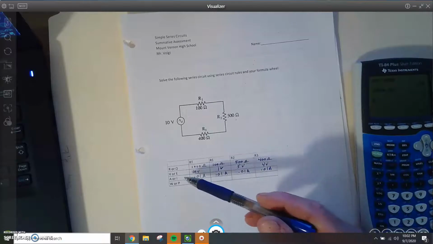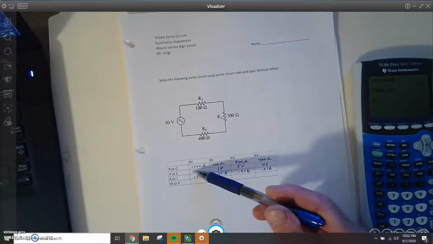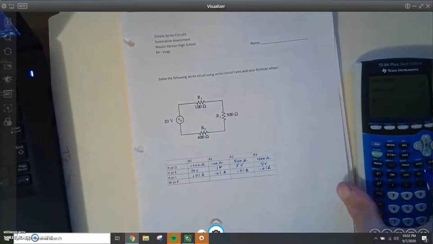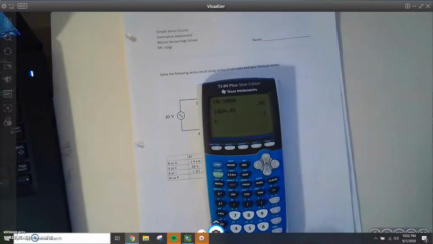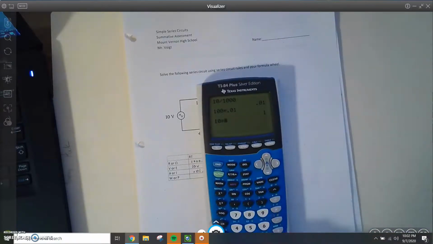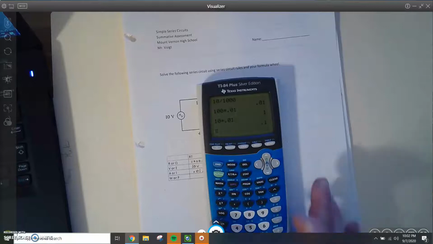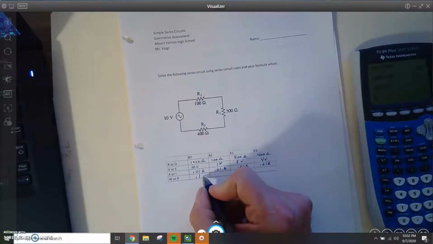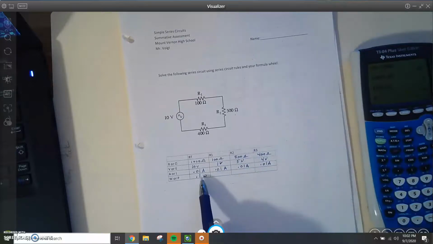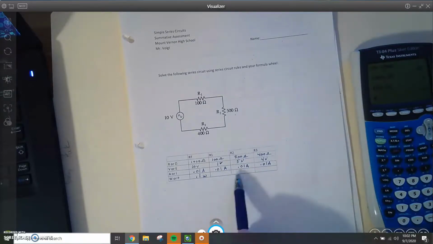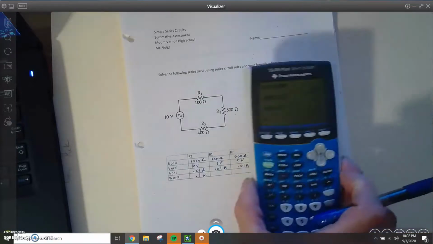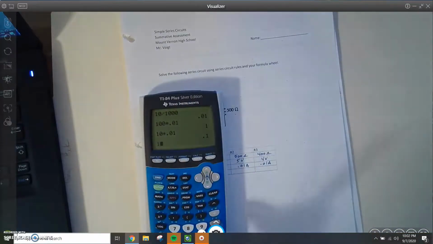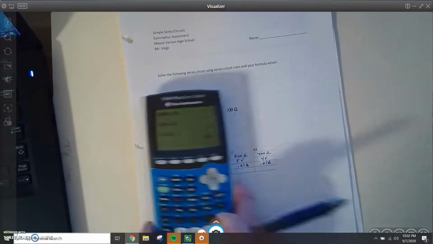And then finally, power. Power is just amps times volts. So 10 times 0.01, and you're going to have 0.1 W. Again, the total is these added together. So 1 times 0.01, and you get 0.01, right?